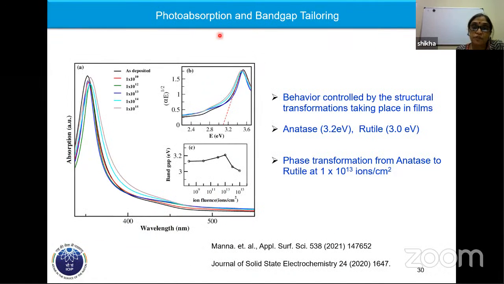This is the photo absorption and band gap measurements in these TiO2 thin films which have been irradiated. Although there is not much change in the photo absorption intensity, the band gap shows that it is higher initially and then it decreases. As we know, anatase has a slightly higher band gap than rutile. So it is more anatase rich in the beginning, and once the structural phase transformation takes place, the band gap lowers. So we are seeing that the phase transformation is taking place in the films from anatase to rutile at about this 113 dose.